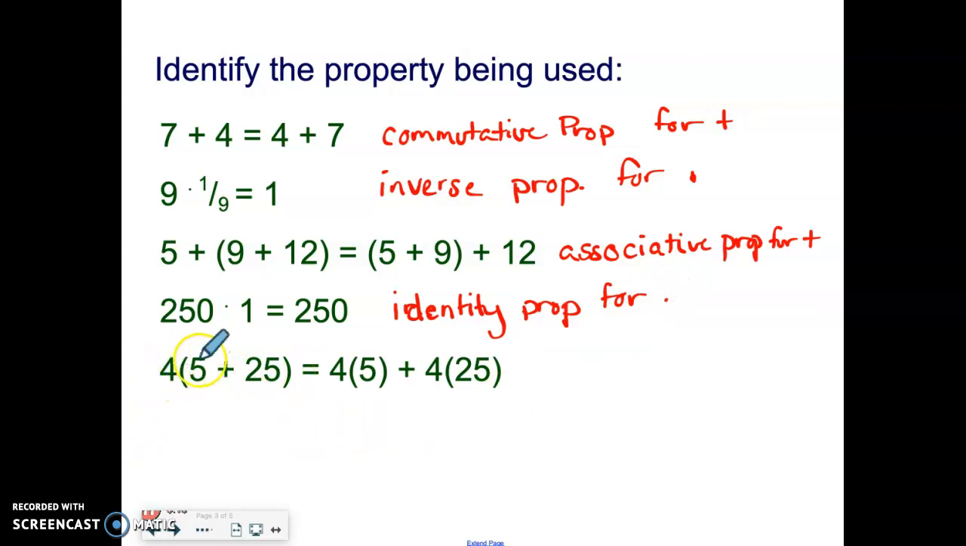Last one here, I have 4 times (5 plus 25). So it looks like I'm distributing that 4 in to get 4 times 5 plus 4 times 25. So this is the distributive property.